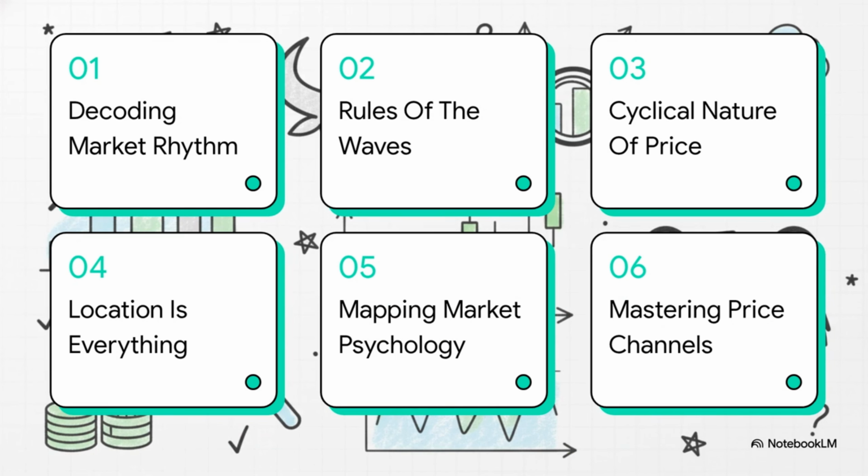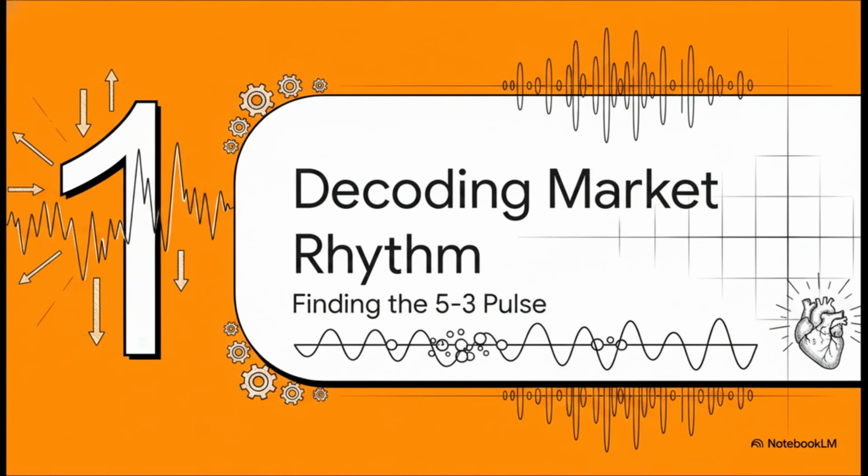Okay, so here's our roadmap for today. We'll be hitting 6 main areas: decoding the market's rhythm, rules of the waves, the cyclical nature of price, location is everything, mapping market psychology, and finally, mastering price channels. Section 1. Decoding the market's rhythm, finding the 5-3 pulse.